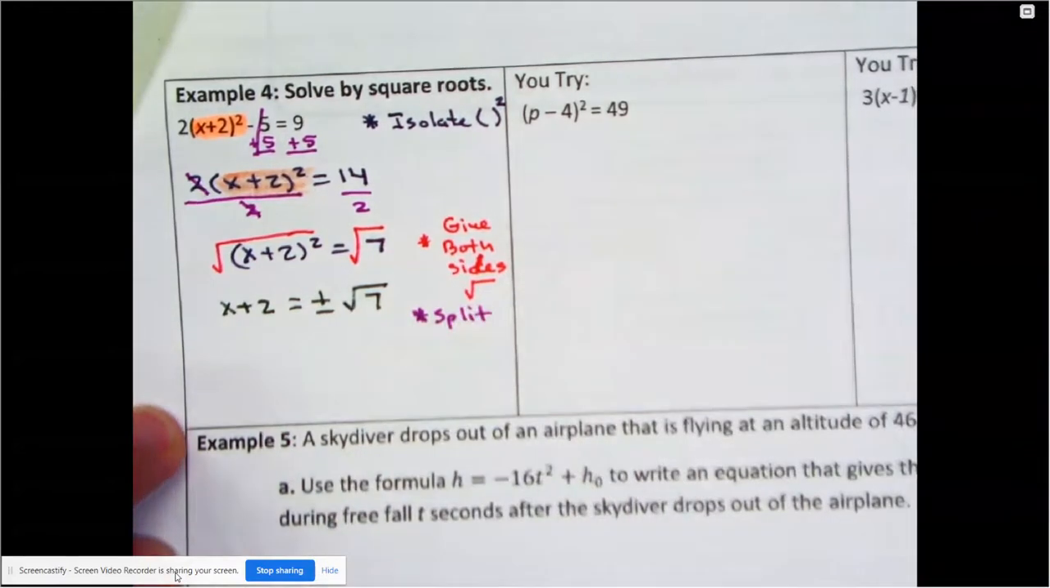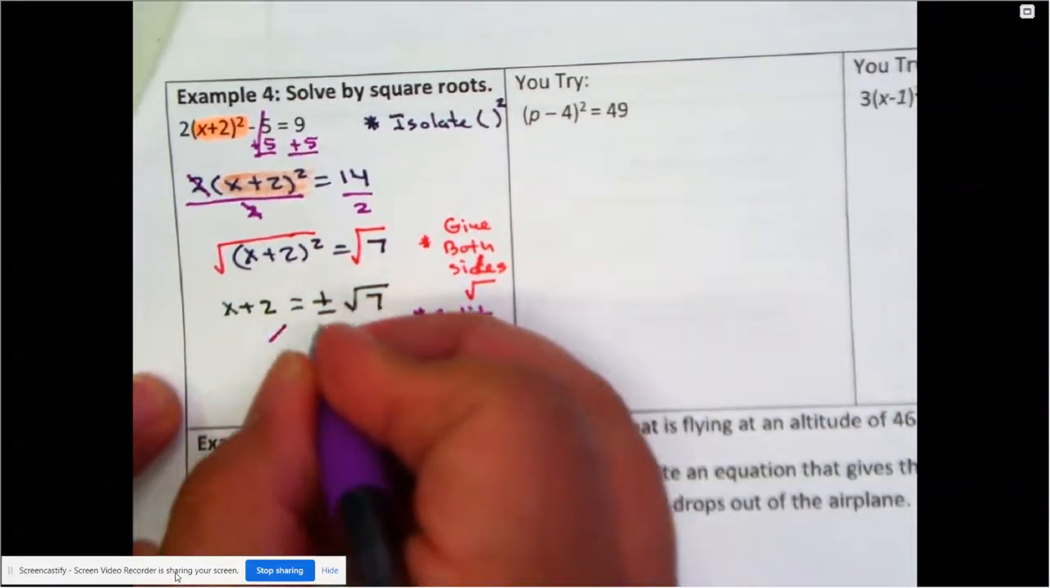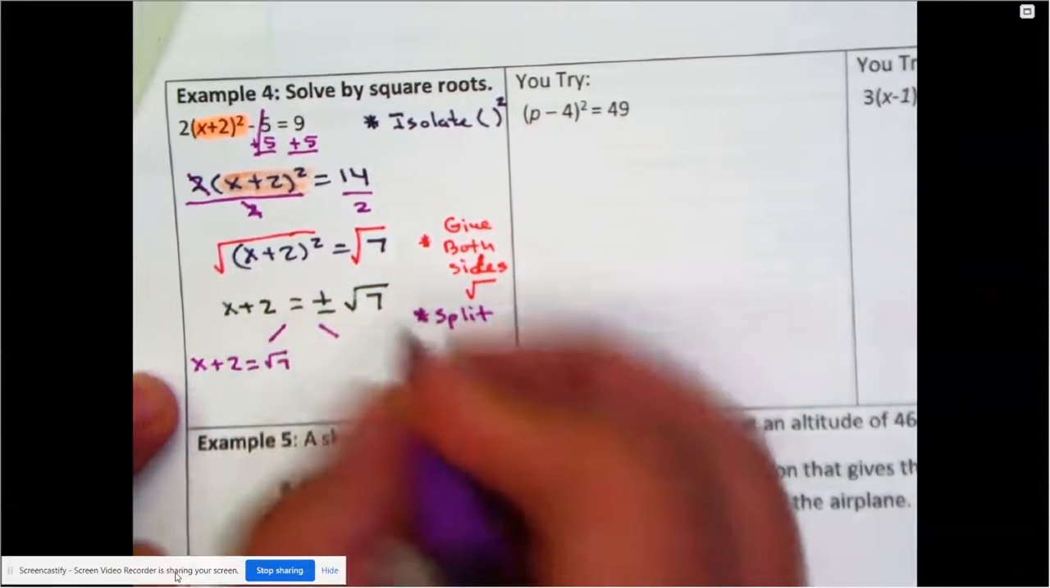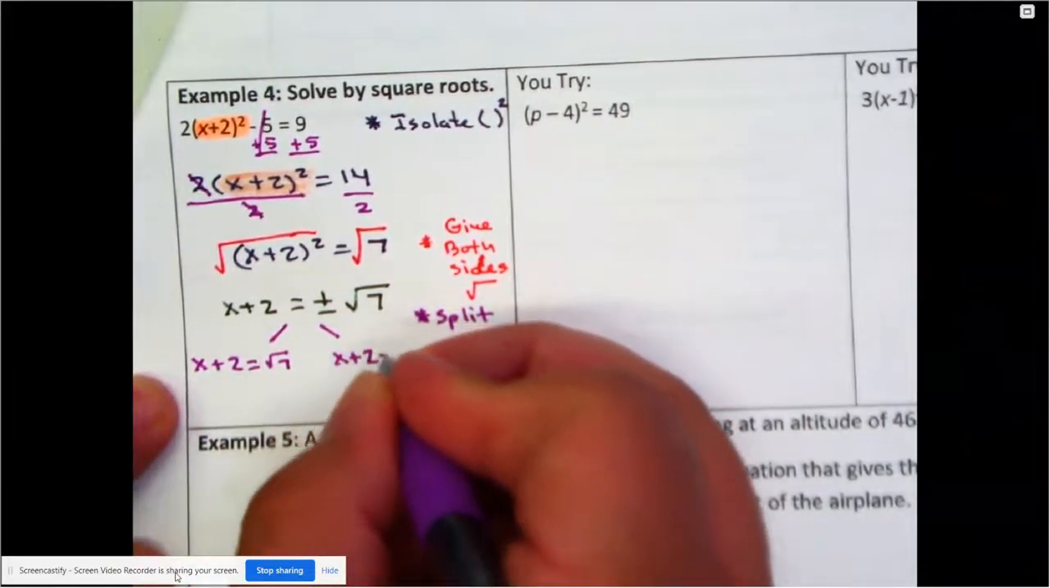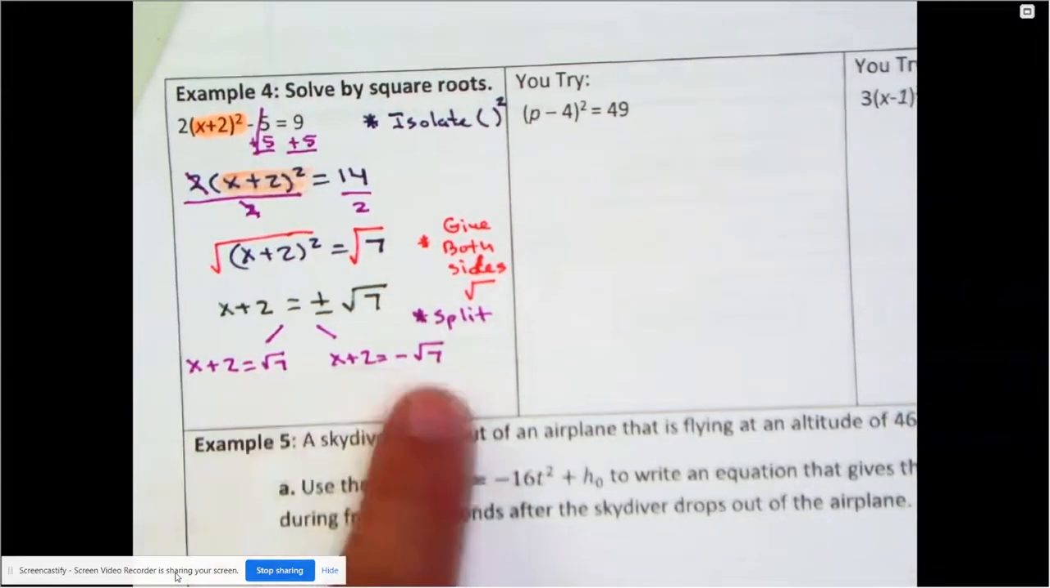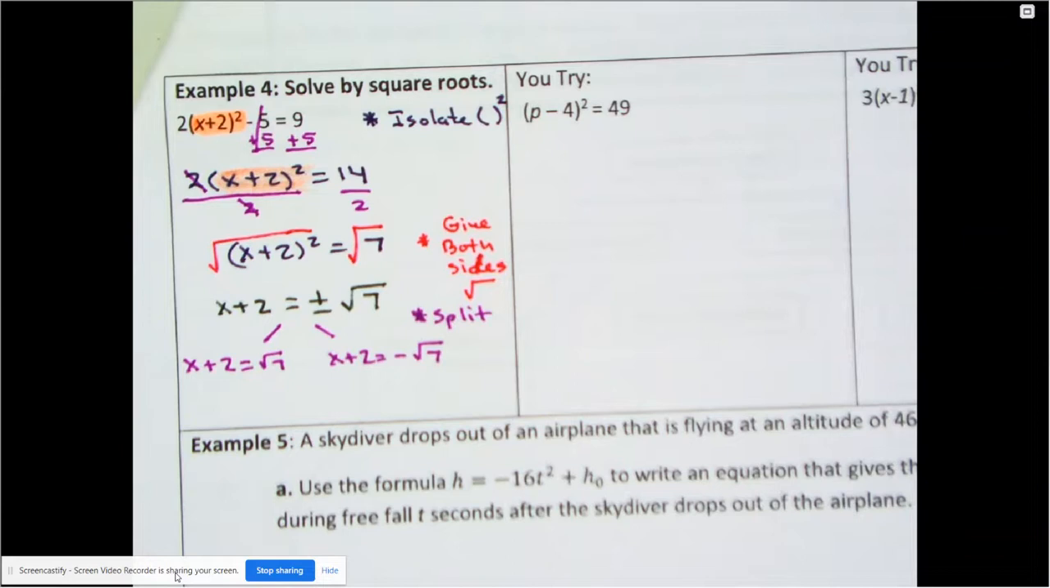We did that on the other side. We need to do it here. So x plus 2 is equal to radical 7, and x plus 2 is equal to negative square root of 7. Notice how one of them is positive, one of them is negative.